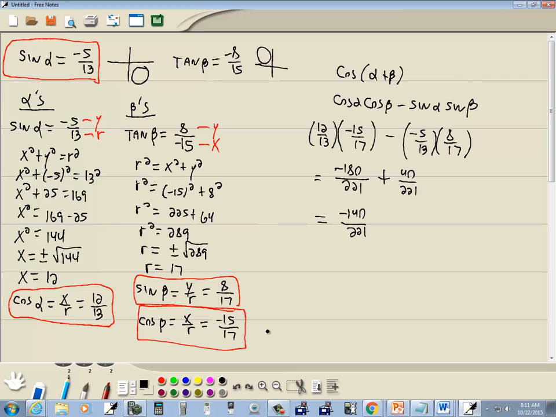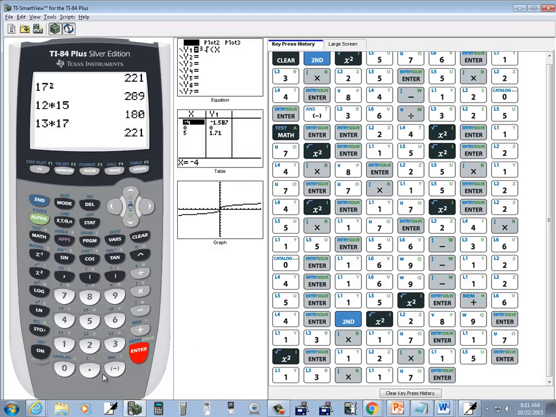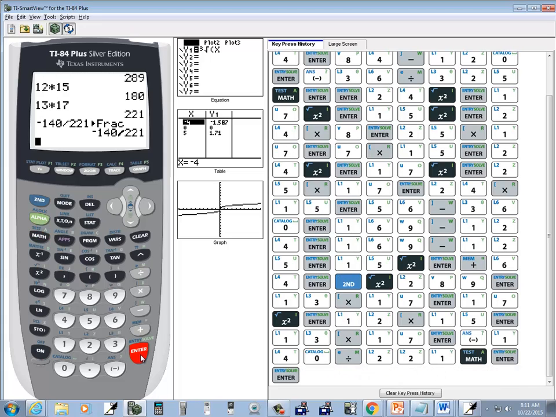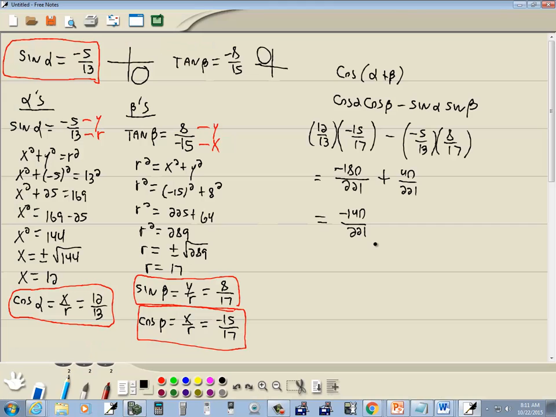Question is whether that simplifies or not. If I did negative 140 divided by 221 in my calculator, and then math, enter, I see it doesn't simplify, so this would be our answer.